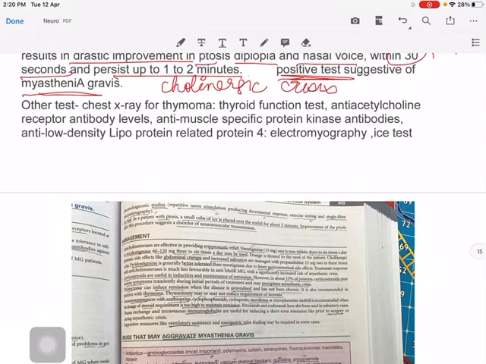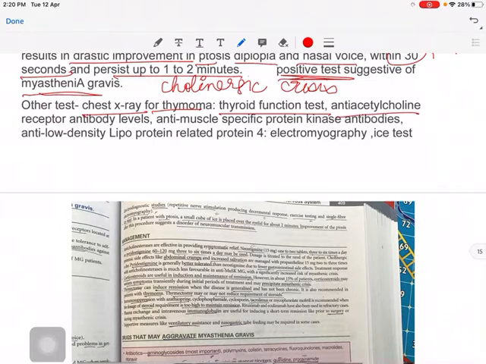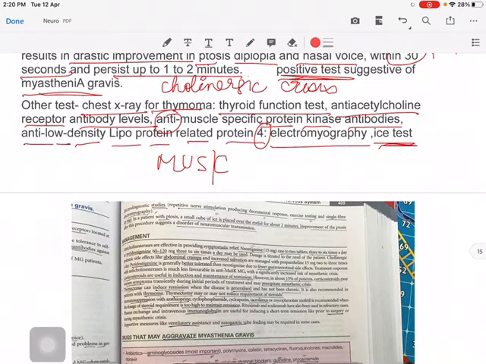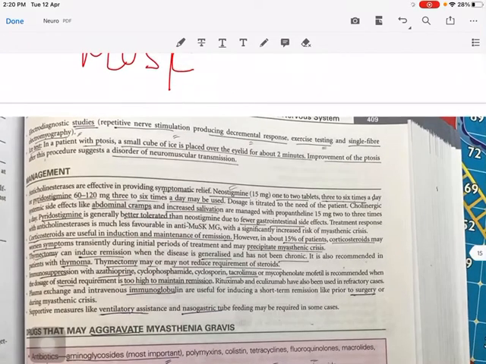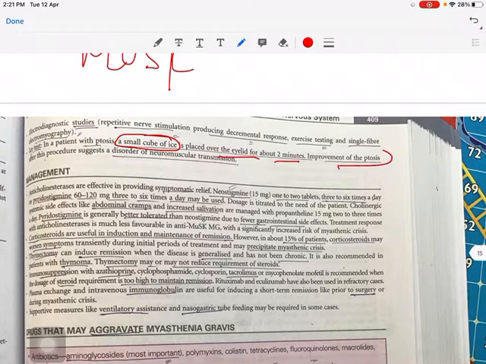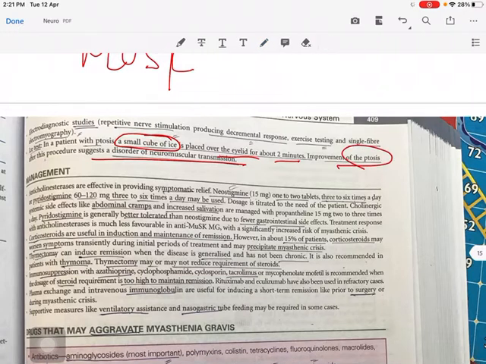What are the other tests that we can use? We can go for chest x-ray to detect thymoma, thyroid function test to rule out hyperthyroidism, anti-acetylcholine receptor antibody levels. We can go for muscle specific kinase antibody, and anti-low density lipoprotein receptor-related protein 4 antibody. Electromyography and ice test. So what is the ice test? In this, if we place a small cube of ice over the eyelids for 2 minutes, there will be improvement of ptosis. So it indicates it's a disorder of neuromuscular transmission.